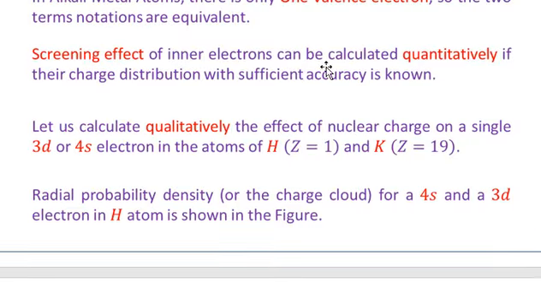The screening effect of inner electrons can be calculated quantitatively if their charge distribution is known with sufficient accuracy. I am not giving you any formula for the numerical calculation of the quantum defect. I shall only have a qualitative discussion here. Let us calculate qualitatively the effect of the nuclear charge on a single 3d or 4s electron in the atoms of hydrogen with Z equal to 1 and potassium with Z equal to 19.